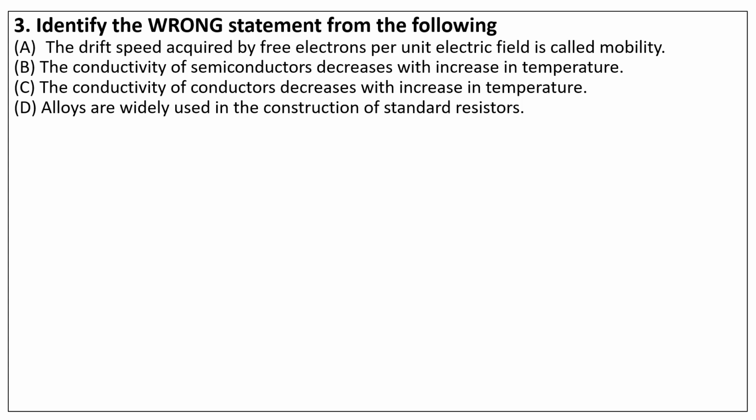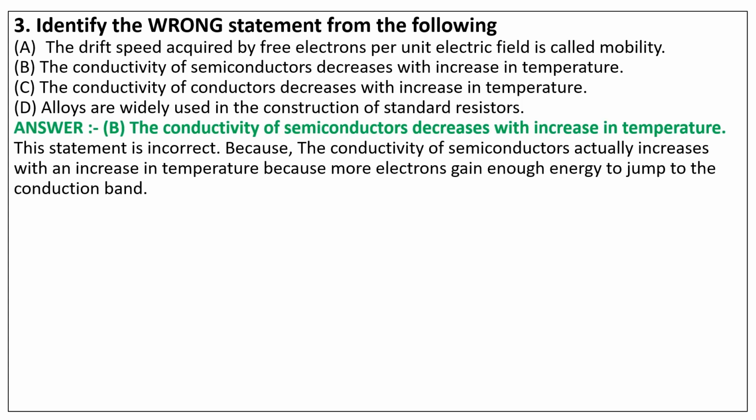3. Identify the wrong statement from the following. A. The drift speed acquired by free electrons per unit electric field is called mobility. B. The conductivity of semiconductors decreases with increase in temperature. C. The conductivity of conductors decreases with increase in temperature. D. Alloys are widely used in the construction of standard resistors. Answer. B. The conductivity of semiconductors decreases with increase in temperature.